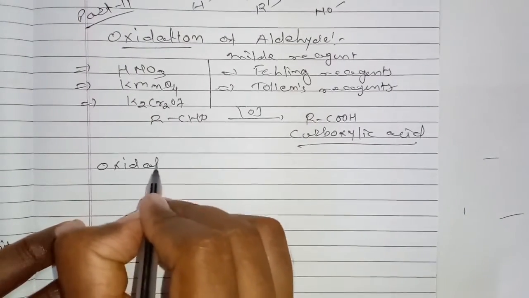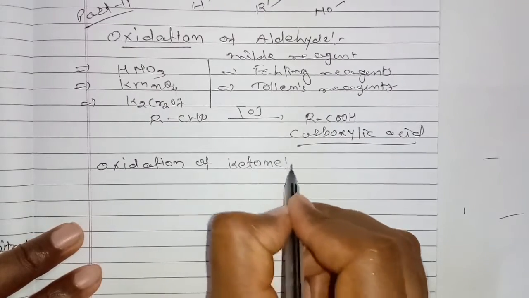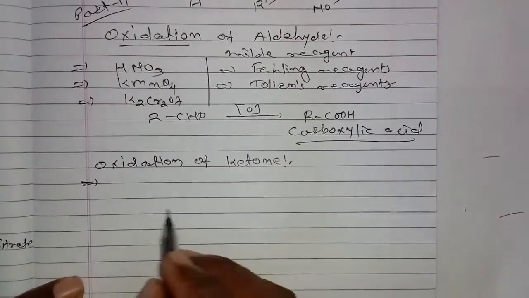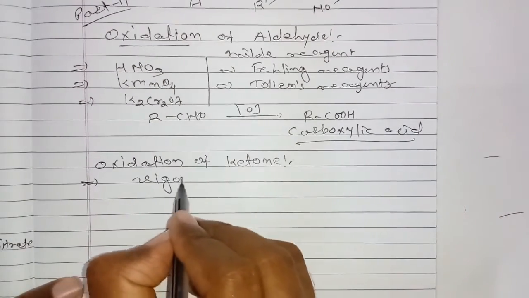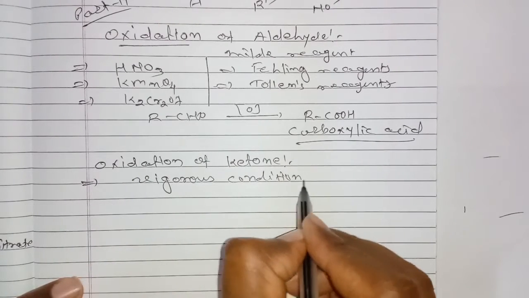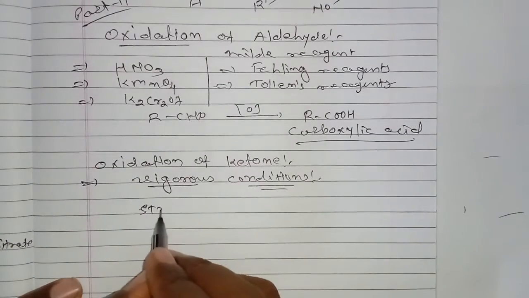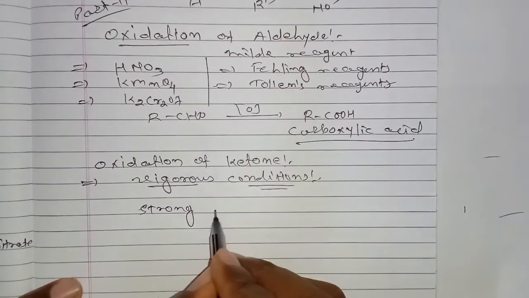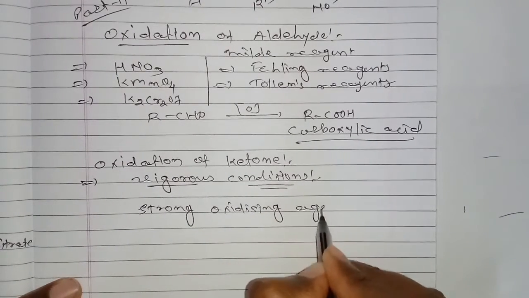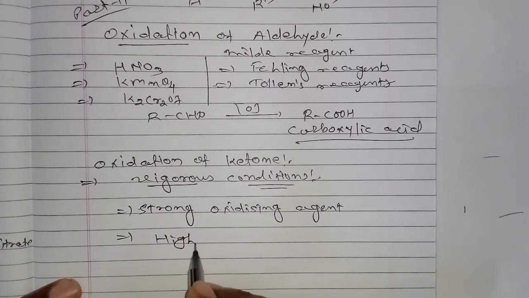And for the oxidation of ketone, vigorous conditions are required, like a strong oxidizing agent or a higher temperature.